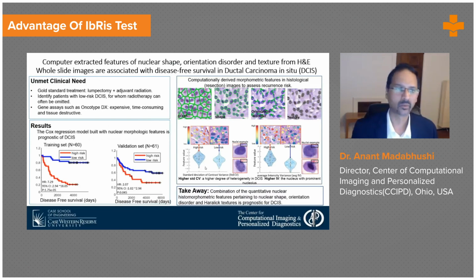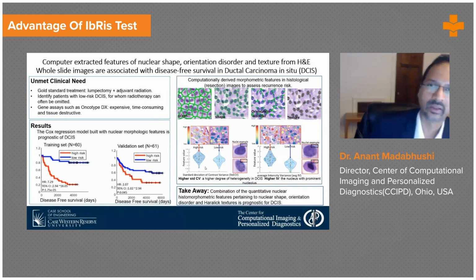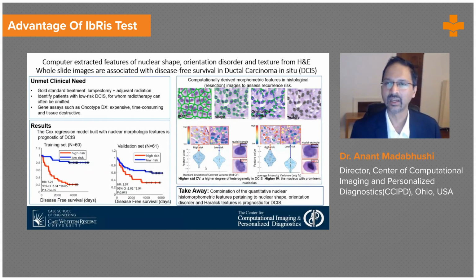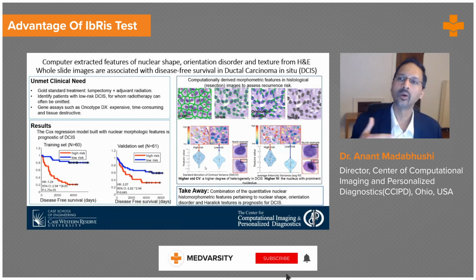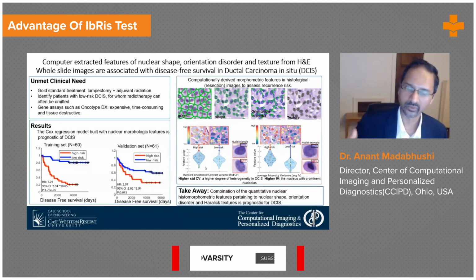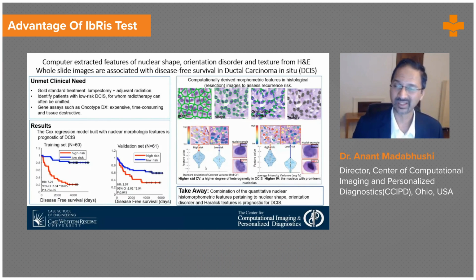Several other examples I want to showcase very quickly in the interest of time. This is another area that we've been looking at, where we're using AI and computational pathology for risk stratification of DCIS, or ductal carcinoma in situ, which is what is called premalignancy or stage 0 breast cancer. The big problem in DCIS is knowing which of these DCIS would progress on to invasive ductal carcinoma versus those that would stay on as DCIS.